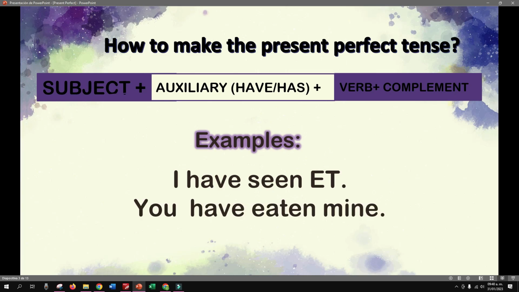Also, you have eaten mine. Again, you have the subject and the auxiliary have because you have you. And eaten is the past participle of the verb eat. Eat, present; ate, past; eaten, past participle. So you have eaten mine.